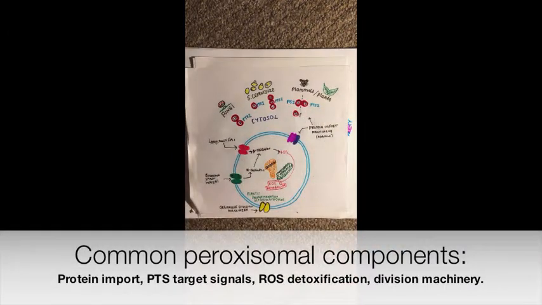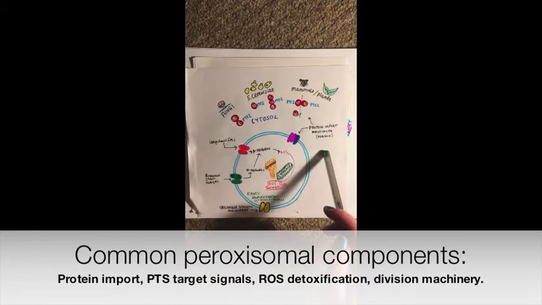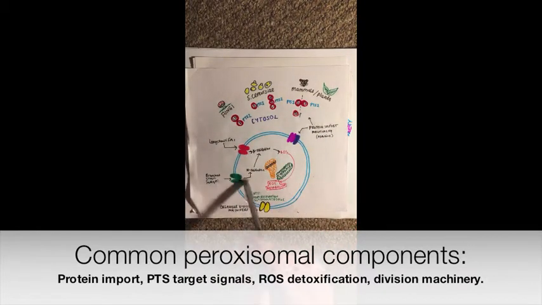In every peroxisome, complex protein import systems are present, for example for long-chain or branched fatty acids. Other common features of all peroxisomes are organelle division machinery and ROS, being reactive oxygen species, metabolic machinery. Catalase is one of the most common peroxisomal enzymes, and as previously mentioned, an oxidase crystalloid core may or may not also be present.